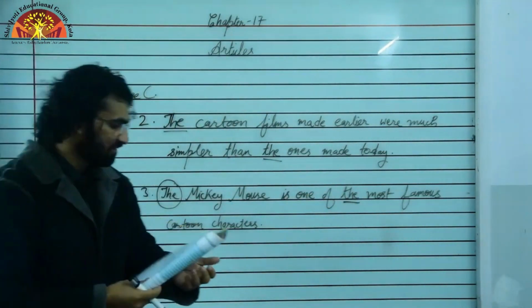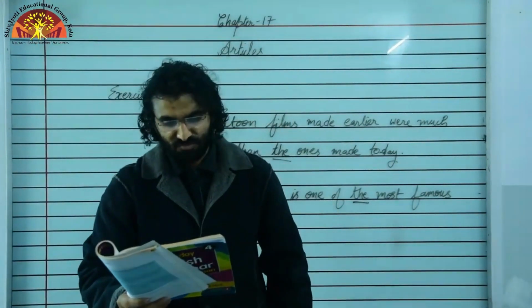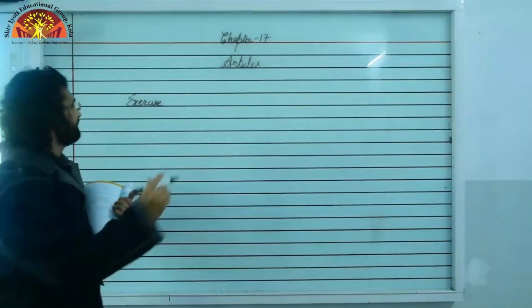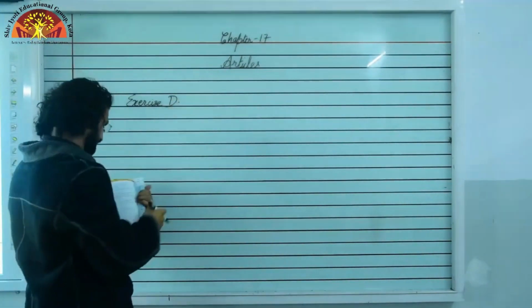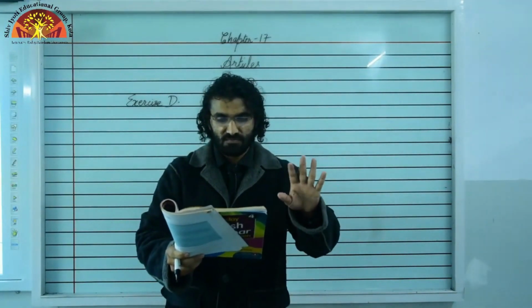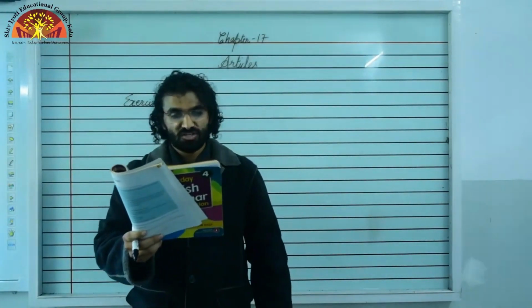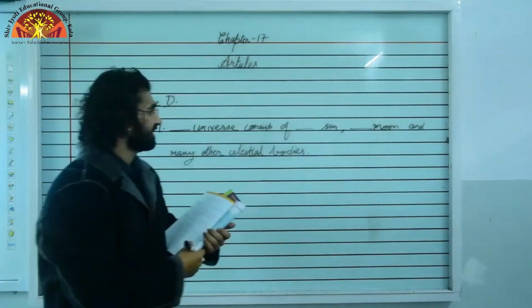So I believe you can do the rest of them on your own. I wish you all the very best. Now we will talk about exercise D. Exercise D. Insert the wherever it is necessary, put a cross where it is not needed. Okay? So we are going to see the first one here.